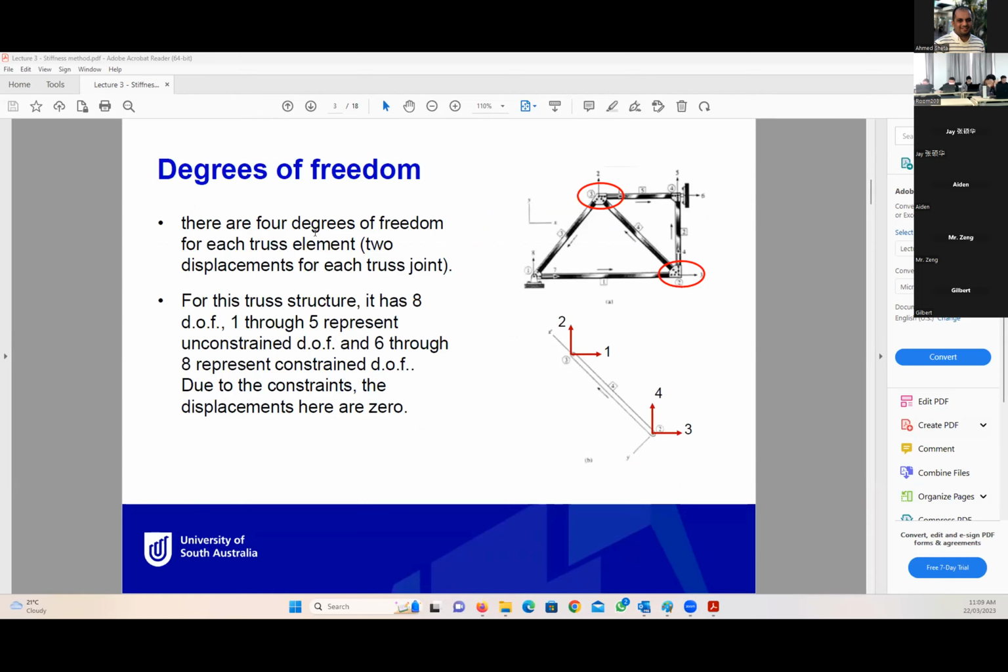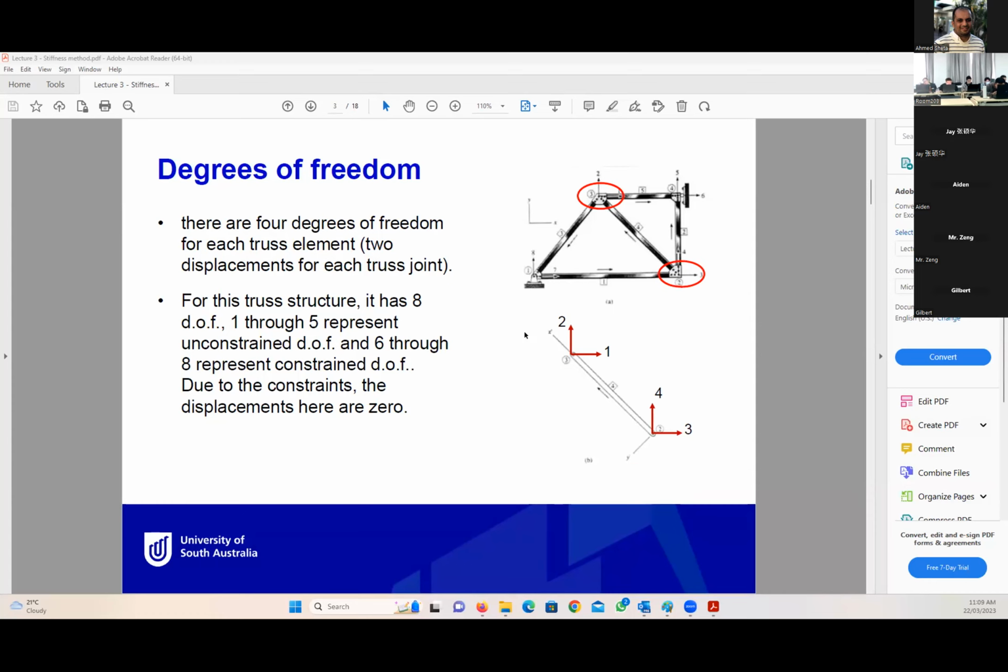If we look here, we have something called degrees of freedom, or the unknowns of this truss. We have 4 degrees of freedom for each truss element, 2 displacements for each truss joint. So at each truss joint, or at each truss node, we have 2 displacements or 2 degrees of freedom. The 2 degrees of freedom at 3 are 1 and 2. The 2 degrees of freedom at 2 are 3 and 4.